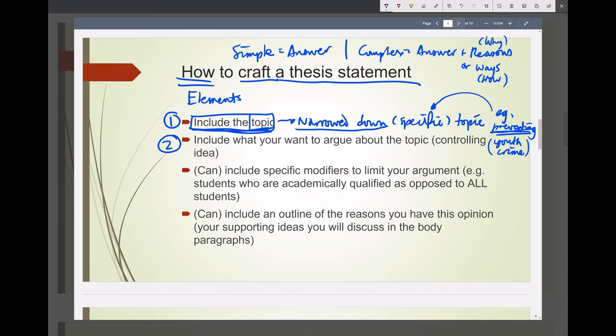Second, include what you want to argue about. And this is your controlling idea. Okay, so what you think. As a tip, you will not be quoting anything in your thesis statement. No quotes. It's not a quote, and no paraphrasing. So no citations whatsoever in your thesis statement. It is your idea. This is the only sentence that you will never ever cite in your entire essay, because it's your answer. Just remember that.